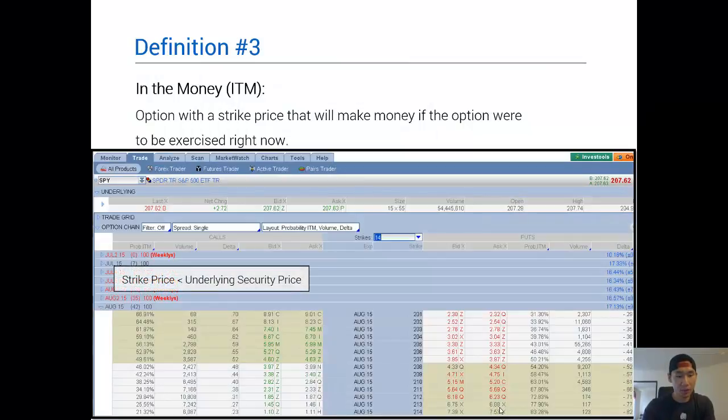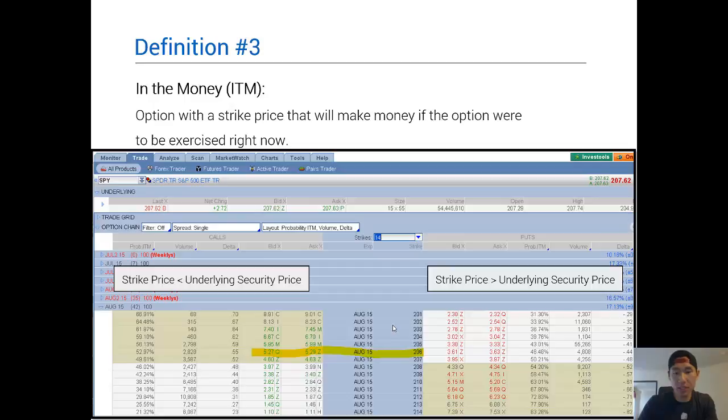So on the call side, it's in the money when the strike price is less than the underlying security price. Just going with our example, if we had a strike price of 206, it'd be better for us to exercise the option and buy the stock at 206 and then go out in the market and sell it at 207.62. That's when you would be making money.